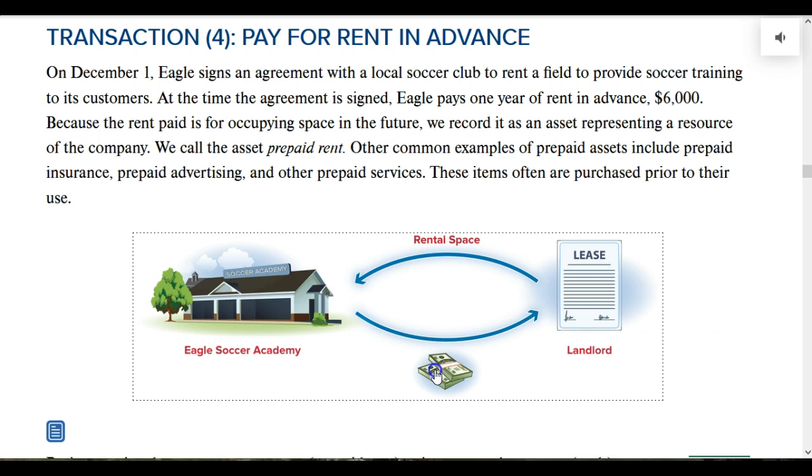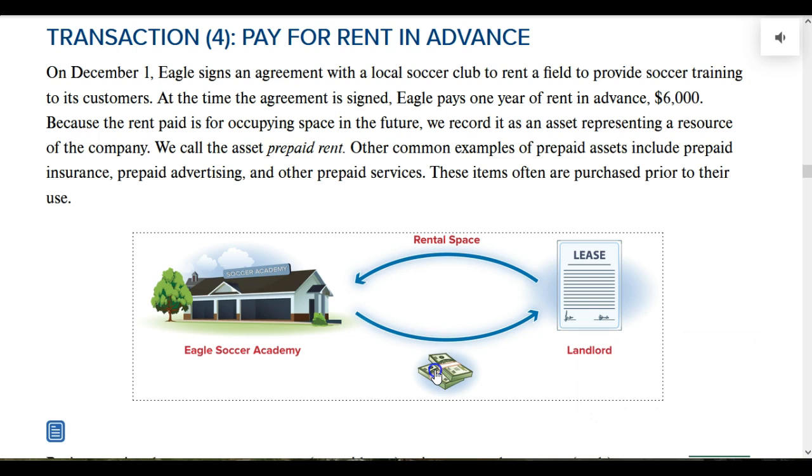A better example here probably would be insurance. We always have to pay insurance in advance. But anyway, they had us pay rent in advance. Now, when we pay rent in advance, we don't show that as rent expense right away. We have an asset we've paid for. We have the right to use the building for the next year. That's a resource that we have we're going to use.